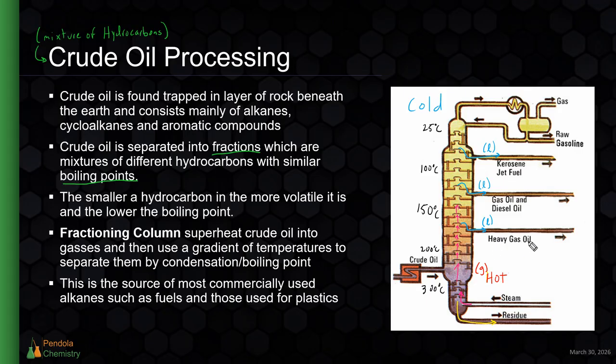So we have things like heavy gas oils here. Gas oil and diesel are more in the top. Some things like raw gasoline that we put in our cars, or things like methane and butane that we use for lighters, are up here at the top because they stay gases. Kerosene's a little lighter than gas oils. So why does this happen?